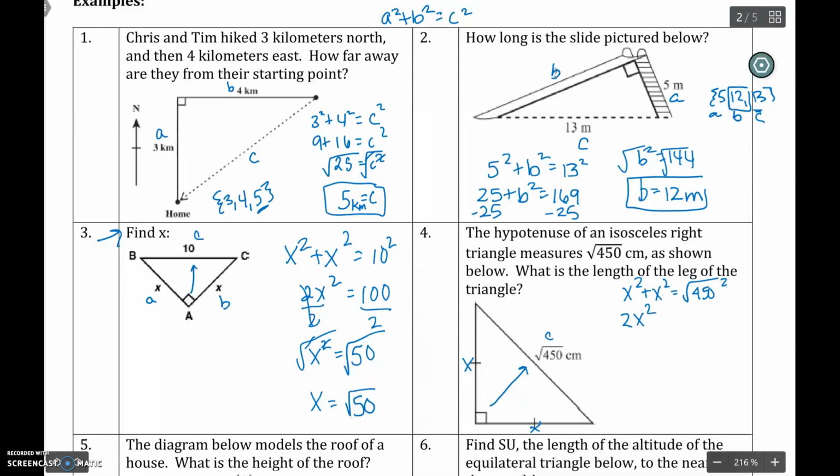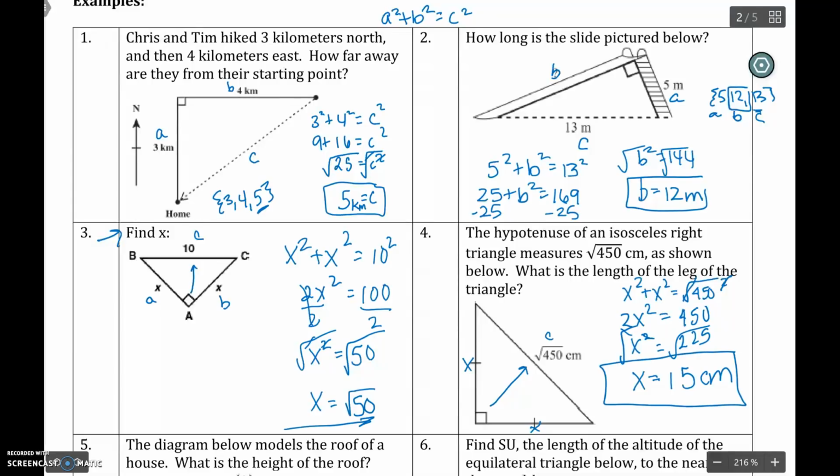So this will be 2x squareds, and when you square something that's in a square root, just like if you were to square root something that was squared, it goes away and just leaves you the number. So then we're going to divide by 2 on both sides, and 450 divided by 2 is 225. And then when you square root both sides, you get x only, equals, and when you do the square root of 225, that works out evenly to 15, and this is in centimeters.